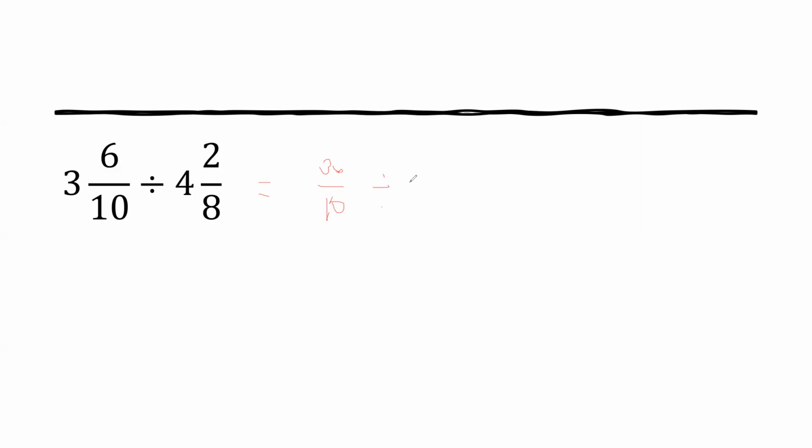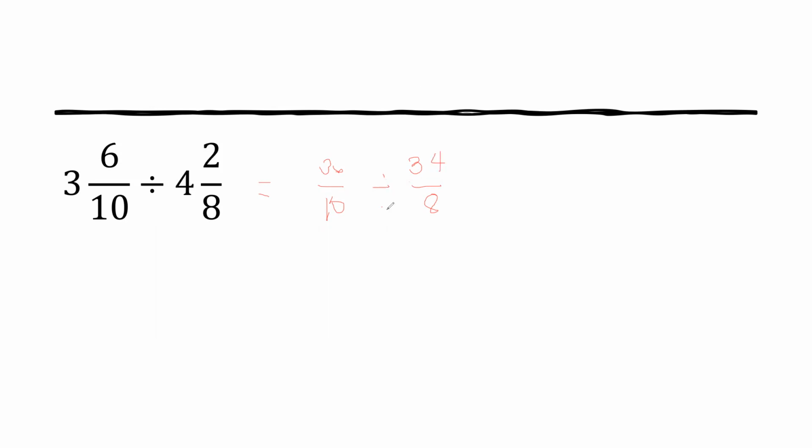We have to change that first into improper fraction. What is the improper fraction of the other mixed number? 36/8 po. Kasi that's 8 times 4, 32. Plus 2, 34. Diba? 34 lang, hindi 36. Okay? That will be 34.